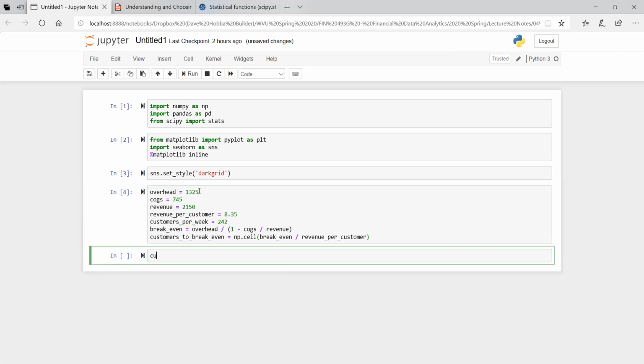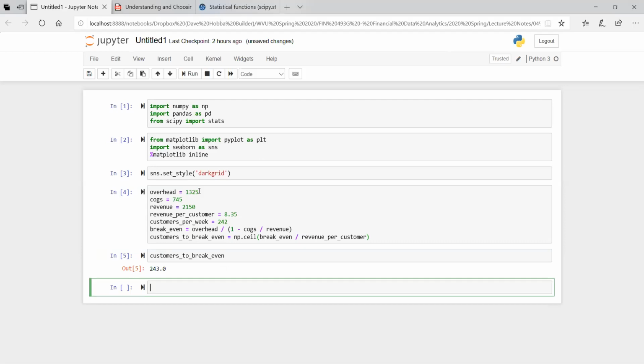We're going to put that in ceiling. So now we're going to get customers to break even. We get 243, so we round it up. So the amount of customers necessary to break even or better must be 243 customers in a given week or greater. So now we want to find the probability of breaking even or better.